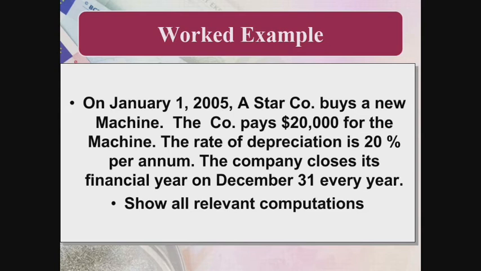Now we will see the diminishing method of depreciation. Another name of the diminishing balance method is the reducing balance method or written down value method. On 1st January, A Star company buys a new machine which costs $20,000, and the rate of depreciation given to us is 20% per annum, and the company closes its financial year on December 31st every year. Show all relevant computation.